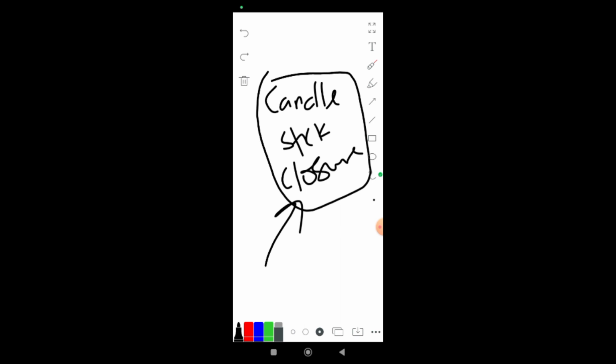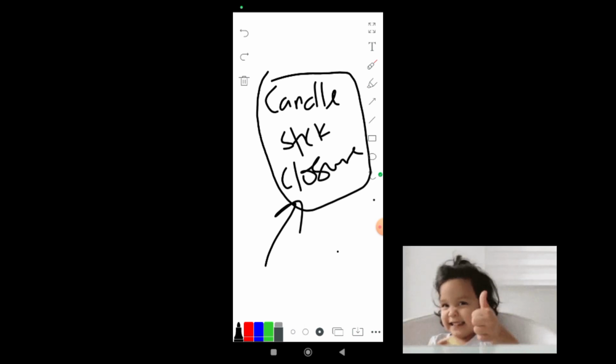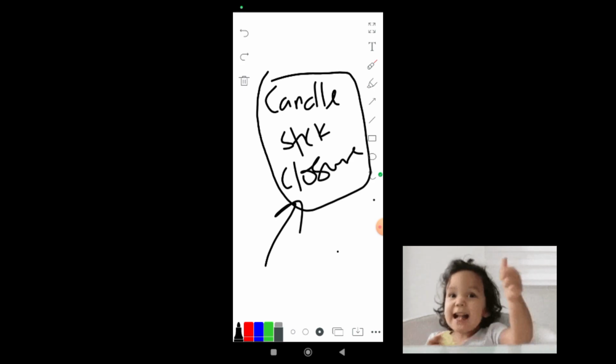Yes, you might know the basics of candlesticks, but you might not really understand what is meant by the candlestick closure. So I'm going to help you understand the candlestick closure in this video. Please make sure you watch to the end. Don't skip any part, because the part you skip might be the very part that gets you the information you need.